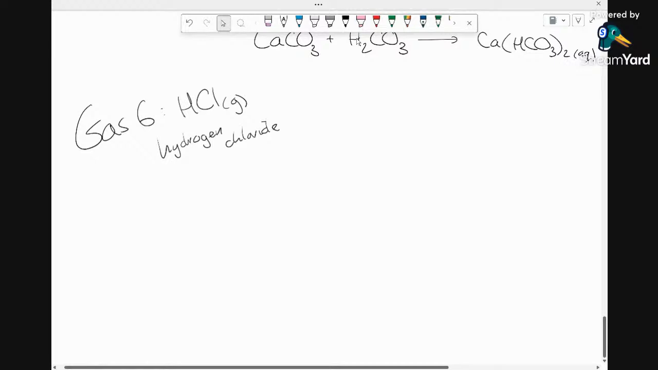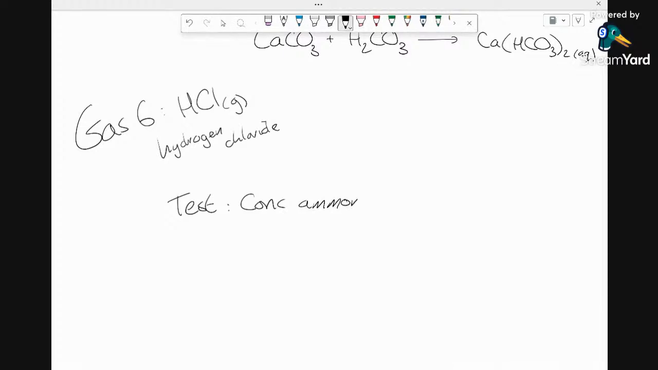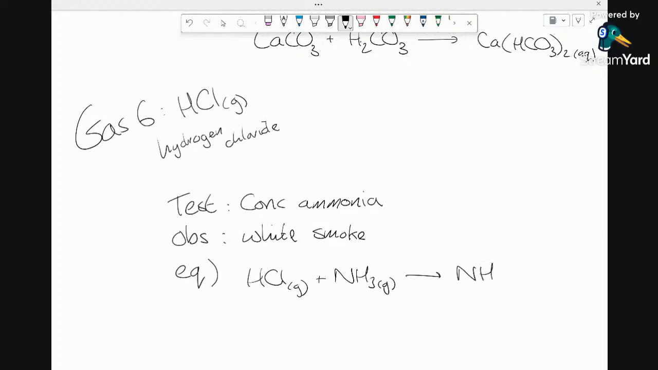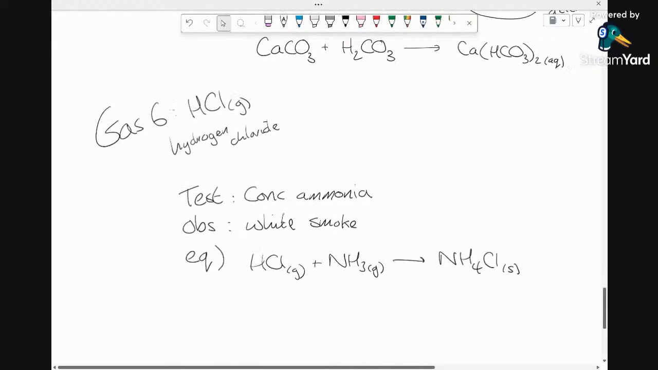The test for this is concentrated ammonia. You just put it nearby, and it will produce white smoke. We've already seen it. Conc ammonia, observation, white smoke. Equation, we've already seen it. I ought to put HCl first because that's the gas I'm testing for. HCl gas plus ammonia gas goes to white ammonium chloride solid, an ionic solid. Cool.